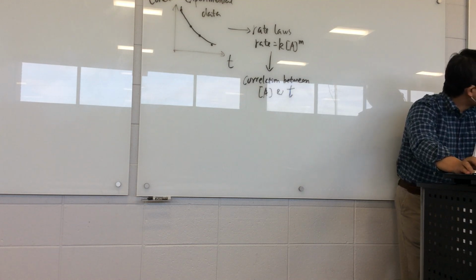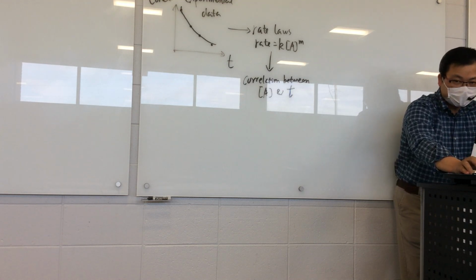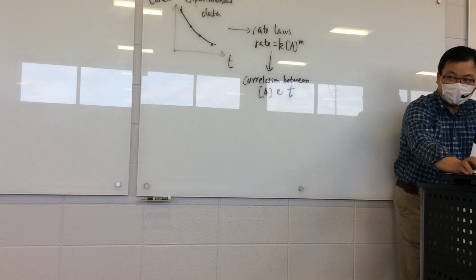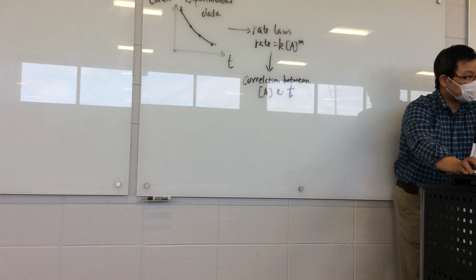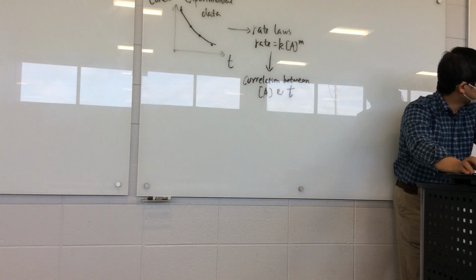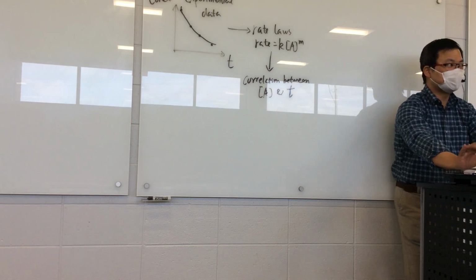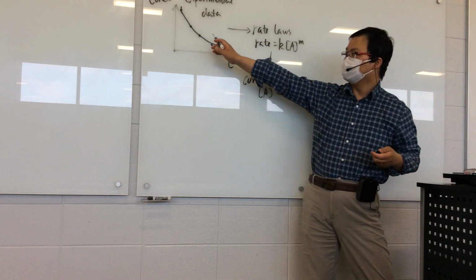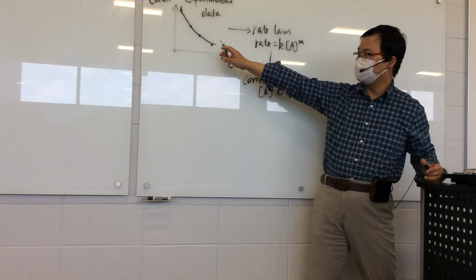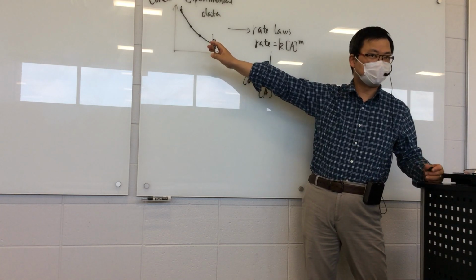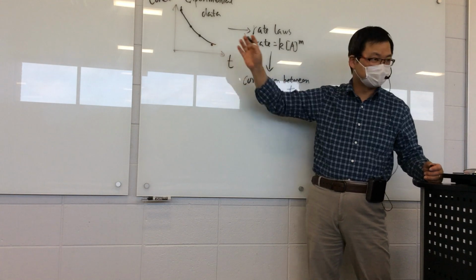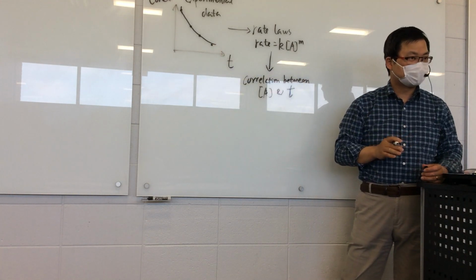So this is the initial concentration. Here's the concentration at time t. And we know the rate constant K. And once we know the time, we can figure out the concentration at any time. So it is more accurate than measuring the concentration here.